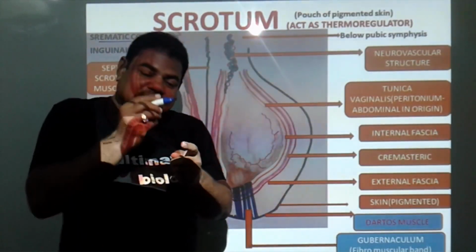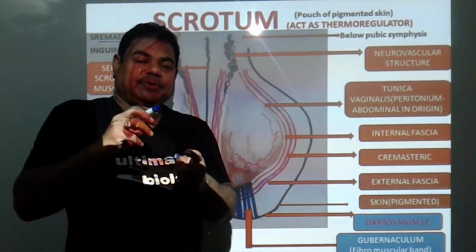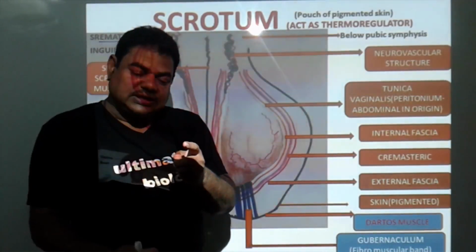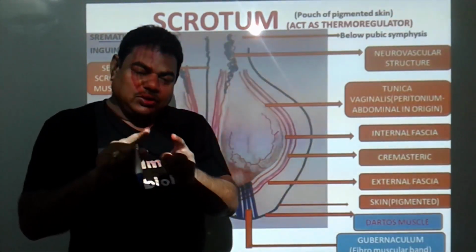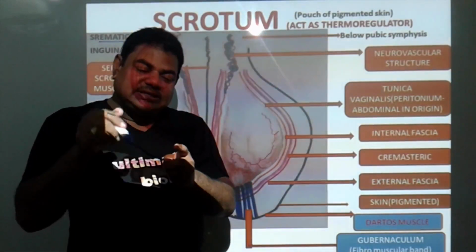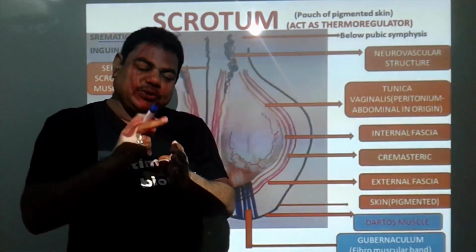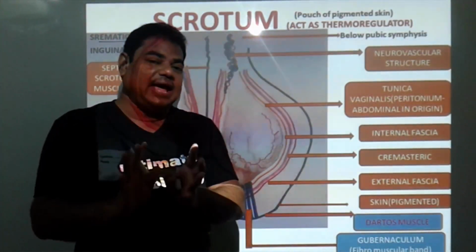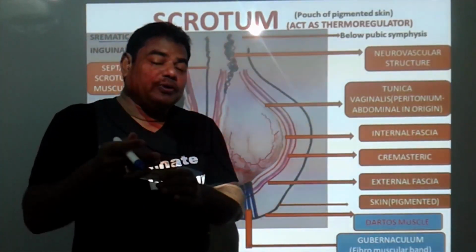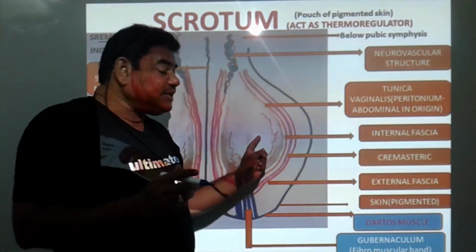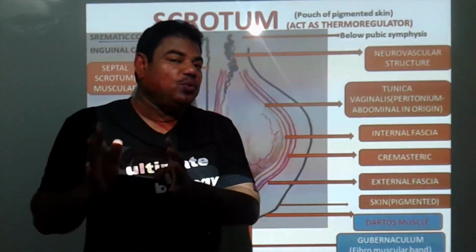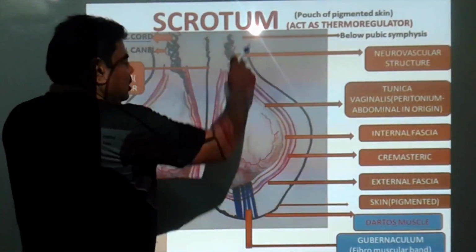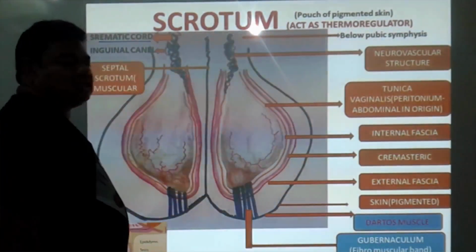The testes are wrapped in this peritoneum, and when the testes descend into the scrotal sac, this peritoneum wall remains as it is, surrounding the testes and descending with them into the scrotal sac. It is proof that the testes are abdominal in origin. They are present in the abdomen, and due to the inguinal canal they are pulled into this scrotal sac.